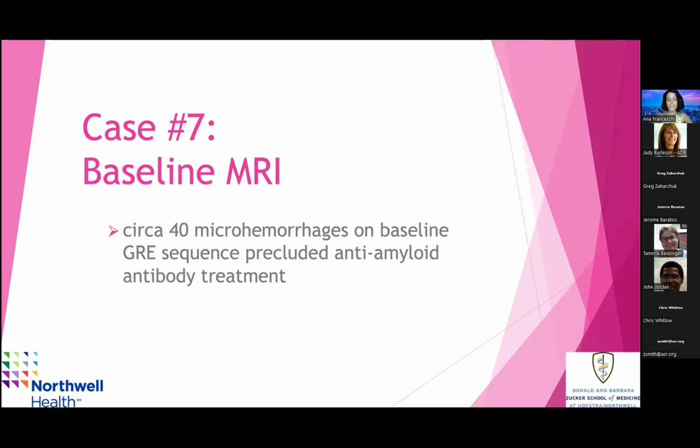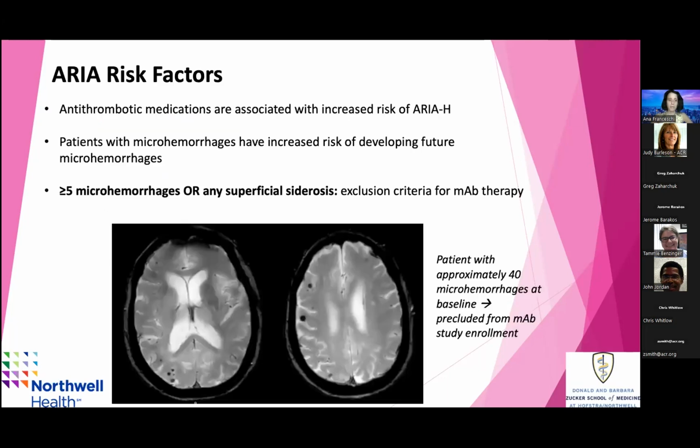And finally, just an example of contraindications to starting therapy. This is an example of a patient who came in for their baseline MRI and had about 40 microhemorrhages on the baseline GRE sequence that precluded therapy.